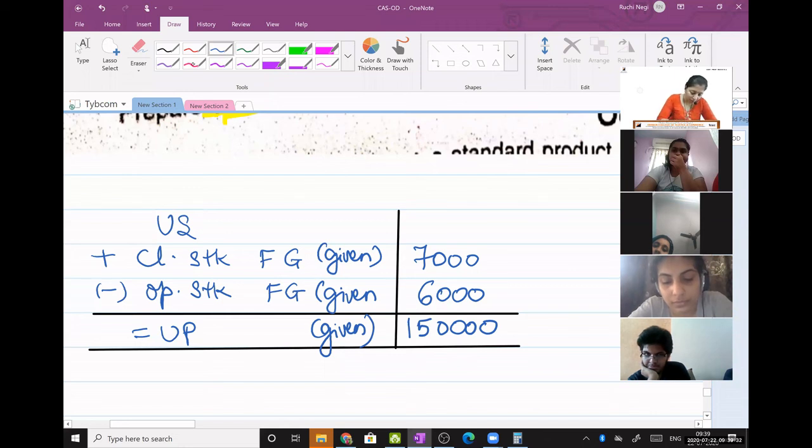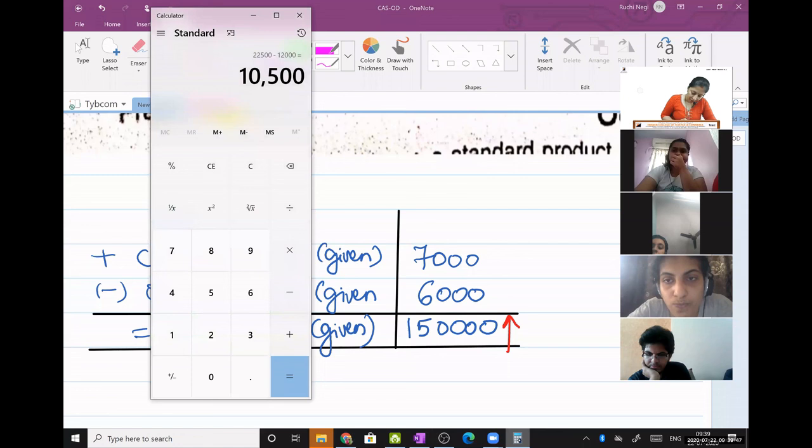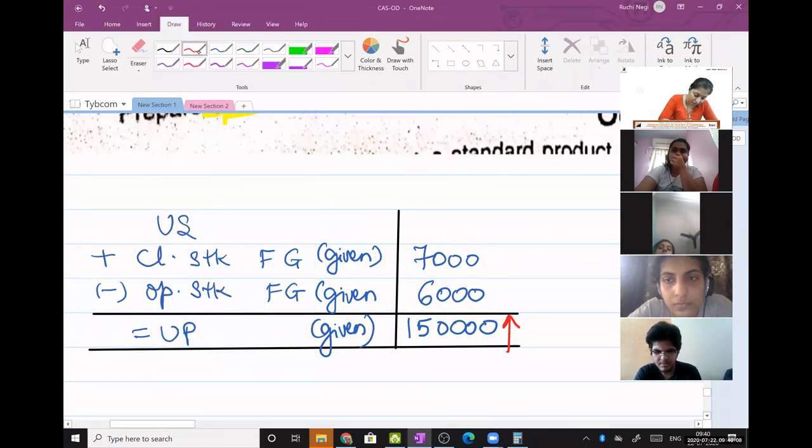Okay, so what to do? We'll go reverse. I put an upward arrow, means we are going to go reverse. So in reverse, what will happen? Minus will become plus, plus will become minus. 1,50,000, 6,000 should be minus, but now we will add plus 6,000. Just a minute, 1,50,000 plus 6,000 minus 7,000. When you go reverse, the sign will change. So my answer is 1,49,000. So write it here. 1,49,000 is the answer of units sold.